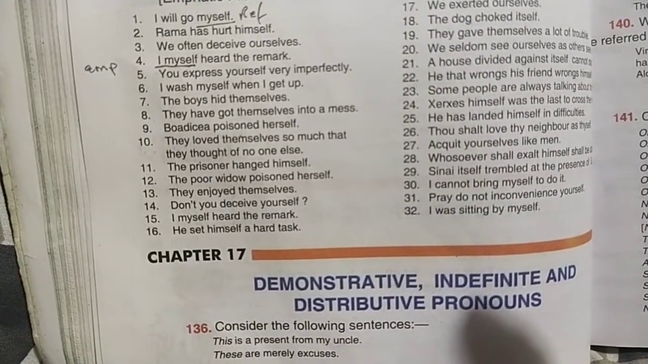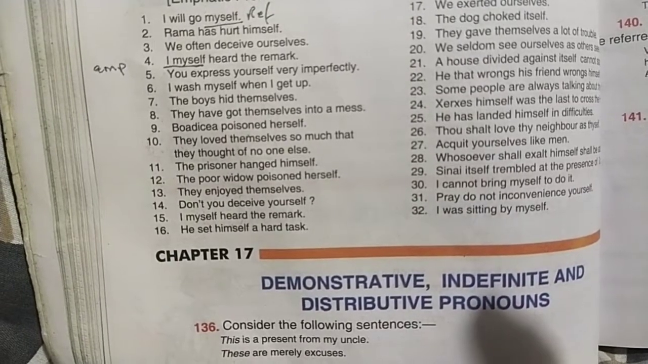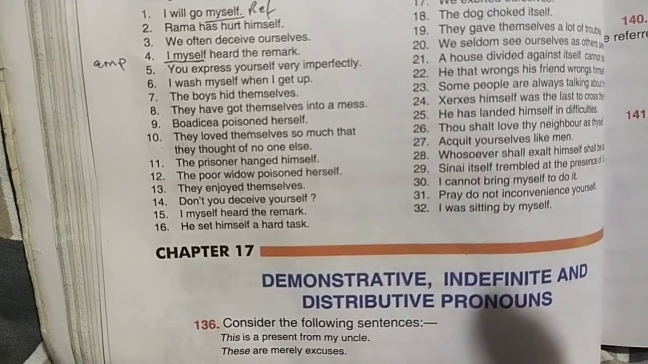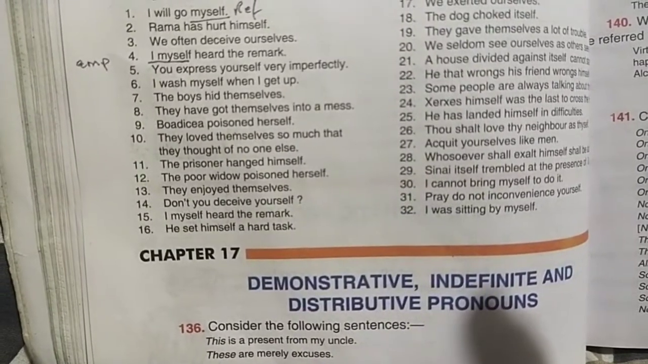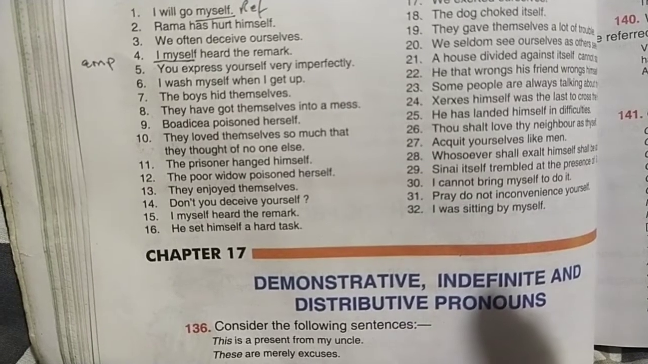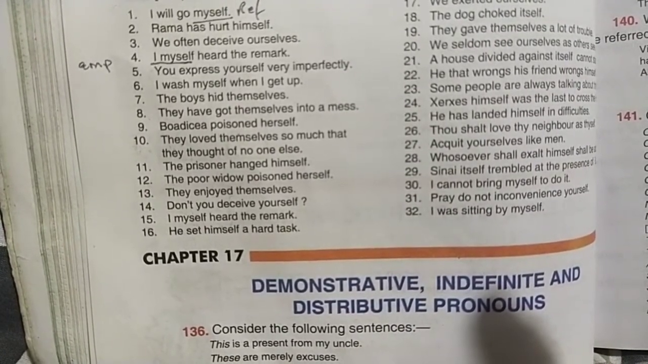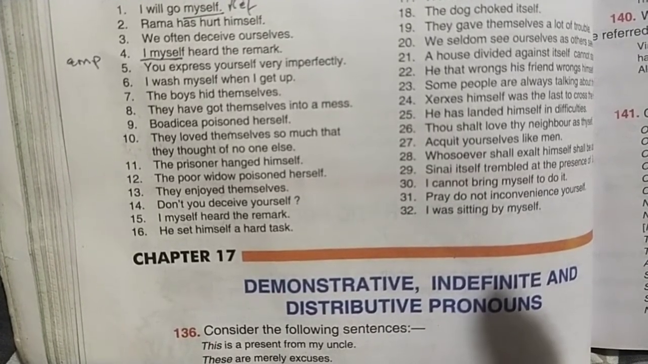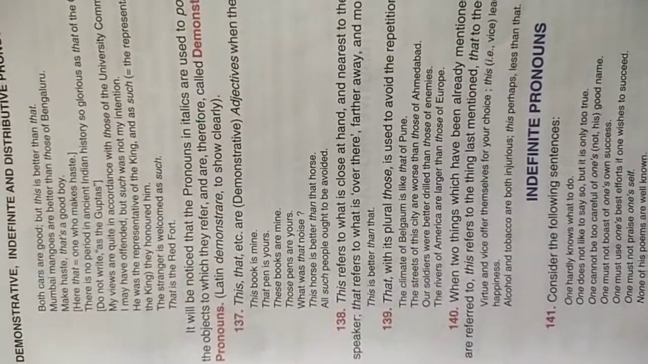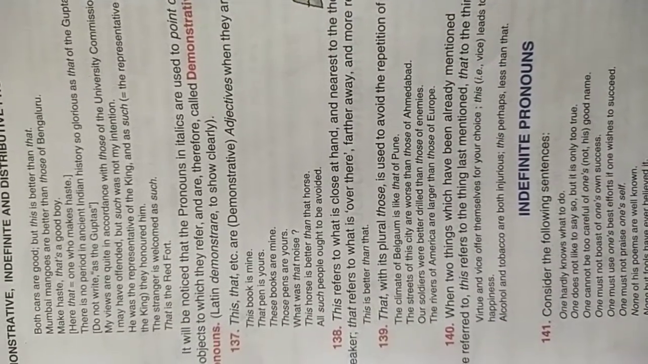When you point at some object, when you tell somebody that this particular thing or that particular thing, or this particular idea or that particular idea, that means you point at something, then they are called demonstrative pronouns. They are used to point out the objects to which they refer. For example, both cars are good, but this is better than that.